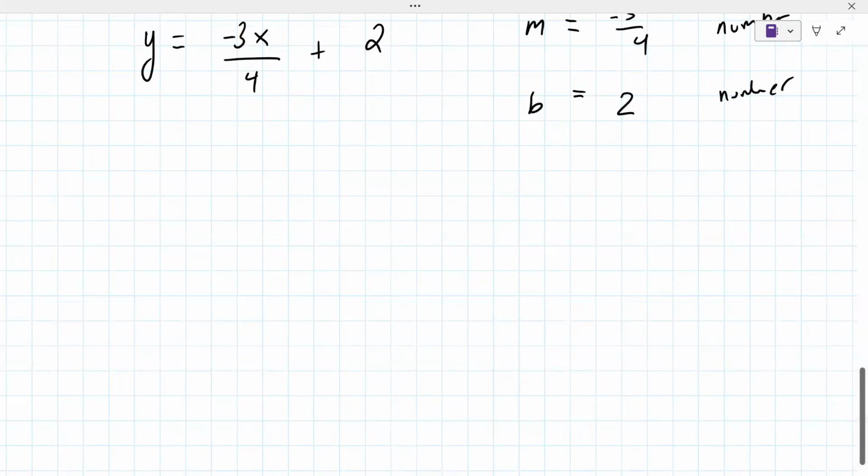All right, so let me pull up a graph here.